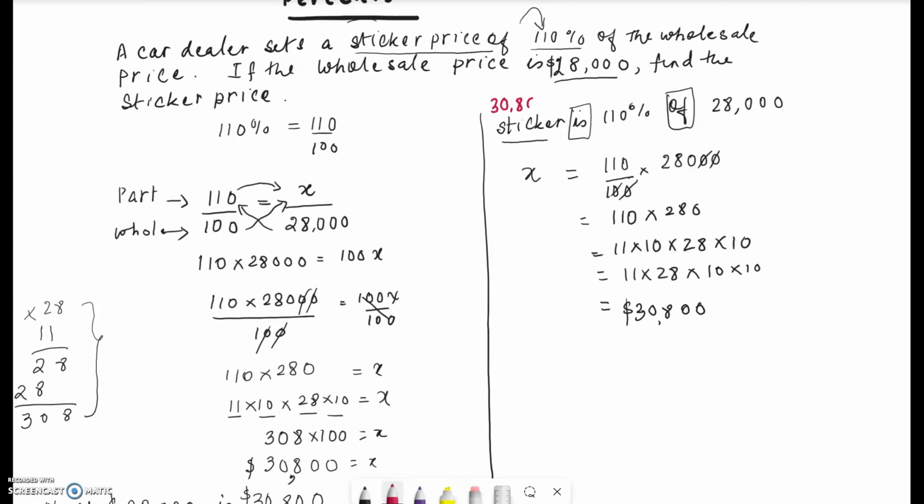So that's $30,800, and just to see if it makes sense, it's 110%. So it's not only 28,000 but more by 10%, and it looks correct.